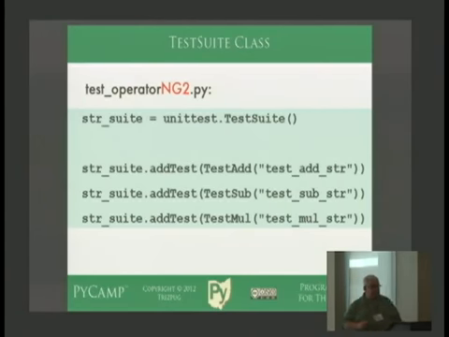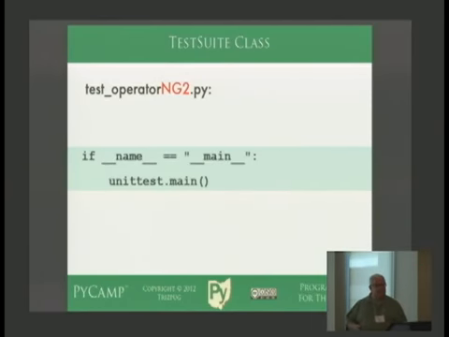We can apply that as an argument to the test suite instance's addTest method, and we'll add it to the empty string_suite test suite. So now we have one method in there. We're going to add another method, the test_sub_string method from our TestSub subclass. And we're also going to add the test_mul_string method from our TestMul subclass. So we've added 3 methods to a test suite. We've selected which methods go into our test suite. Okay, so there are now 3 subclasses of TestCase in our test_operator_ng2 script, plus a test suite that we have added 3 methods to.